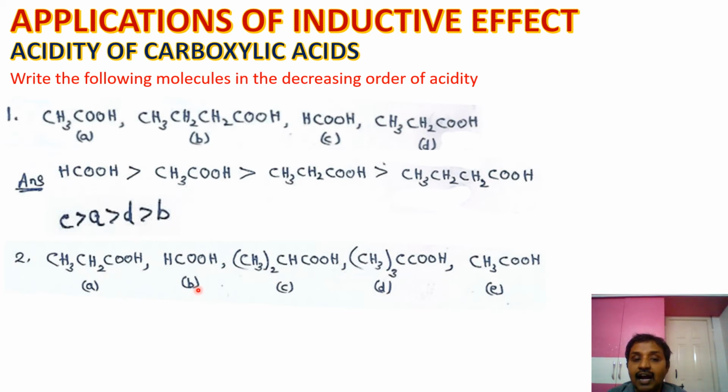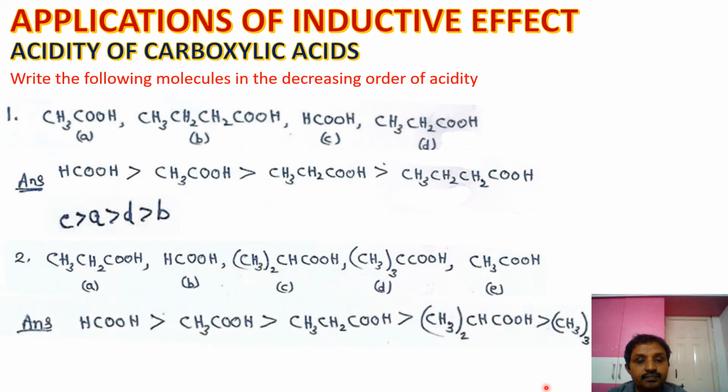Formic acid has the highest acidic nature, then acetic acid. As the hydrogen atoms are substituted by alkyl groups, the acidic nature decreases. So the order is B highest in acidity, then E, then A, then C and D. So the order is B, E, A, C, D.